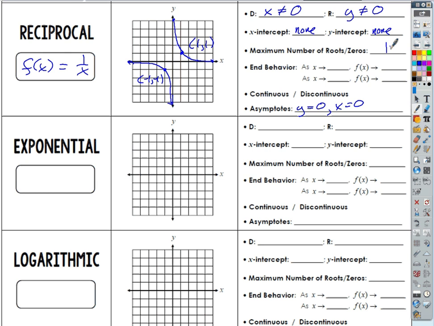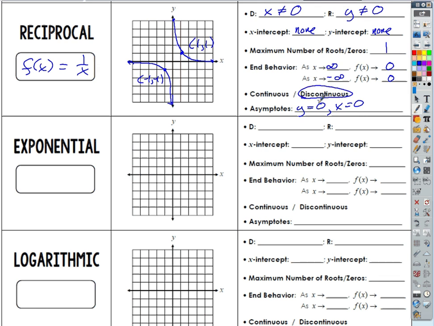End behavior: as x approaches infinity, y approaches 0. As x approaches negative infinity, y approaches 0. Exactly. Okay? Continuous or discontinuous? Discontinuous. How come it's discontinuous? You gotta pick up your pen to draw the whole thing. Gotta take my pen off the board, so this one is discontinuous.